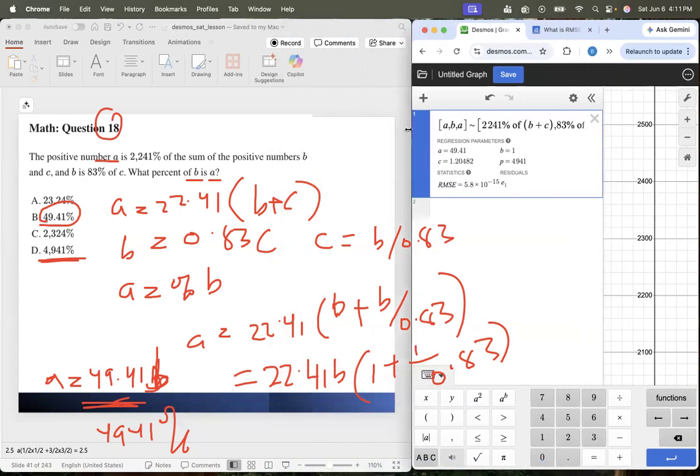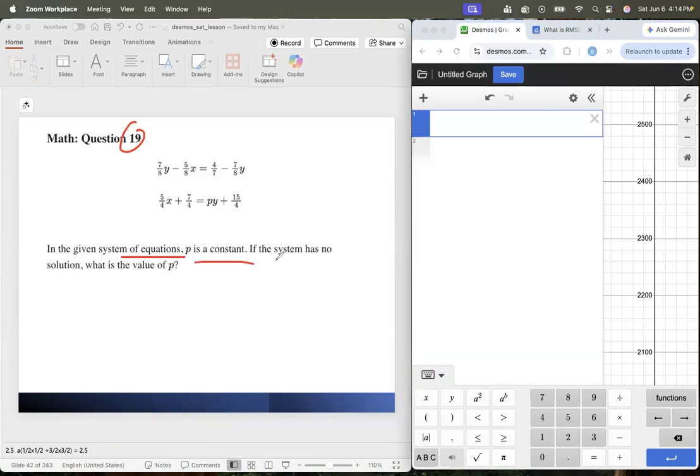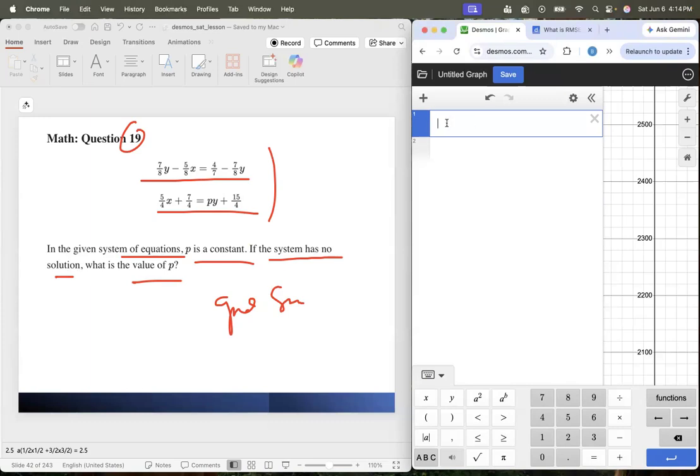Like I said, whichever you're comfortable with, that's the way you should do it. In a given system of equations, P is a constant. If the system has no solution, what is the value of P? This is something that Desmos can solve easily. You don't have to change anything. If it has no solution, the gradients are the same. Therefore, you're going to have parallel lines. They're not going to intercept. You don't have to do any fancy calculation. Just type the equation the way it is. I prefer not to do anything about it, and it will solve it for you, so far as you input the right equation, right?